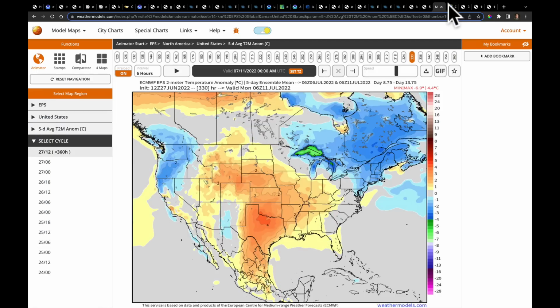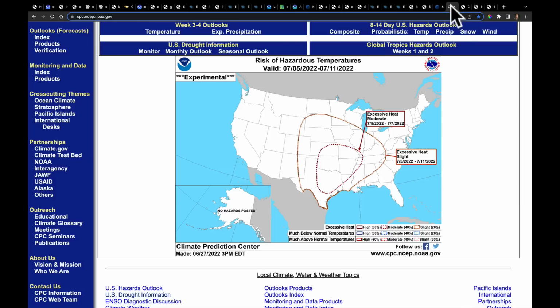Last couple things I want to show you. Let's go here. This is the CPC's risk map for hazardous temperatures. So now we start to see that July 5th through July 11th where the heat is building back into the system as the troughs dip in the west, the ridge builds over Montana, and then dives into New England. So they've identified that as well.